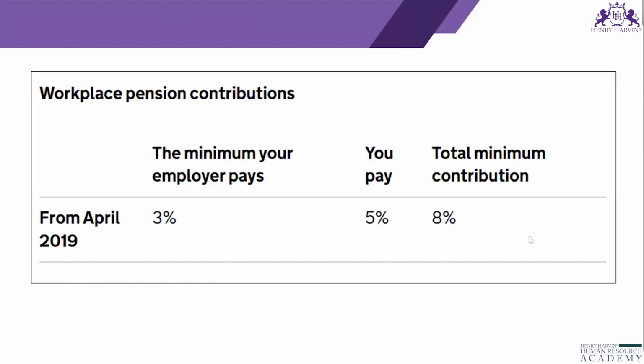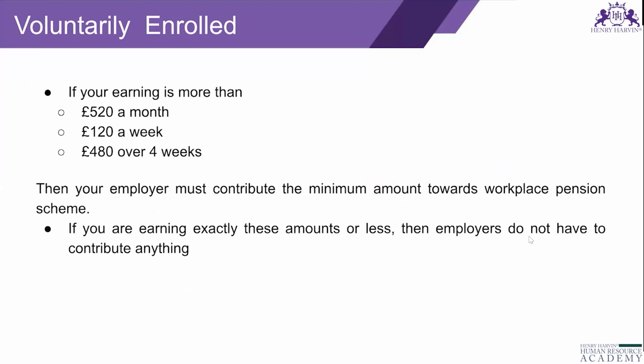Okay, so we can stop here. And this is just voluntary enrollment if your earning is more than £520 per month or £120 a week. You can multiply that. So what happens if your earning is more than £520 a month?